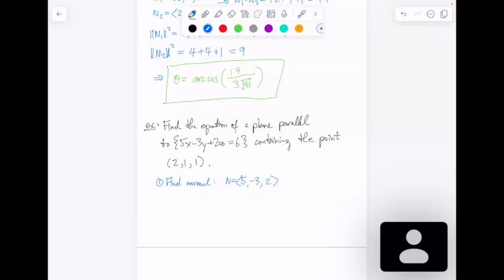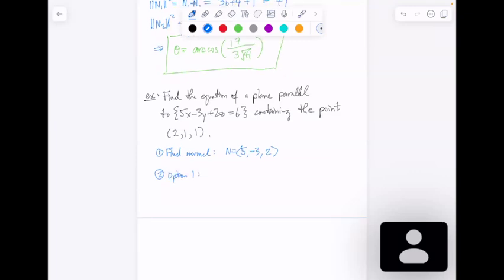Now, there are two ways of doing this. There are two methods for the second step. The first step is the direct method. Option one is to do everything from scratch.